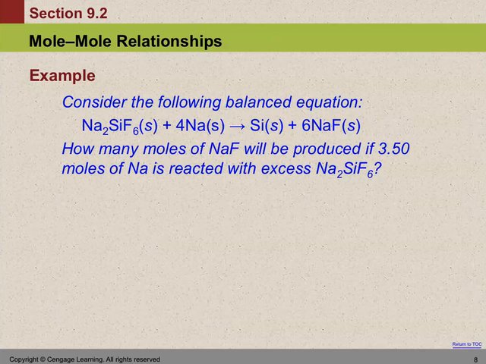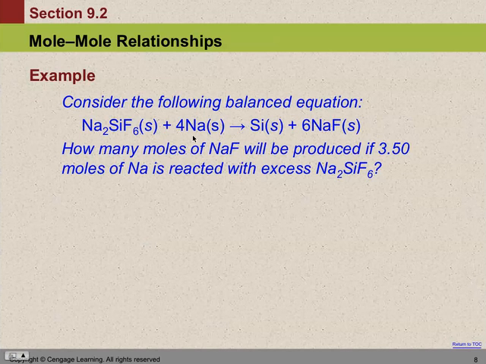Okay, so first of all, what does excess mean? It means that there's more than enough of that particular reactant according to the coefficients of the equations. The coefficients tell us that we need 1 mole of Na2SiF6 to react with 4 moles of sodium. So the question says we have more than enough Na2SiF6. So how many moles of NaF will be produced if 3.5 moles of sodium is started with?